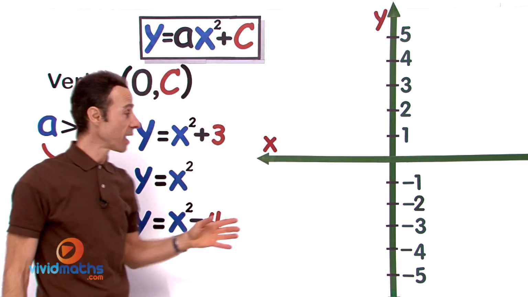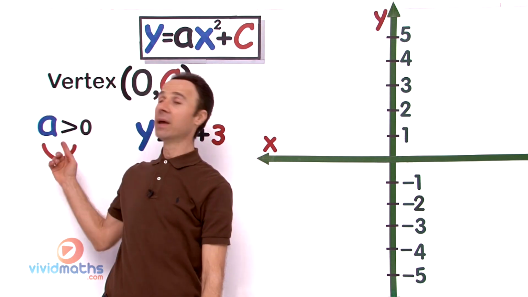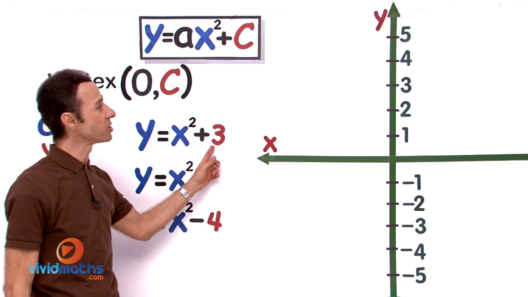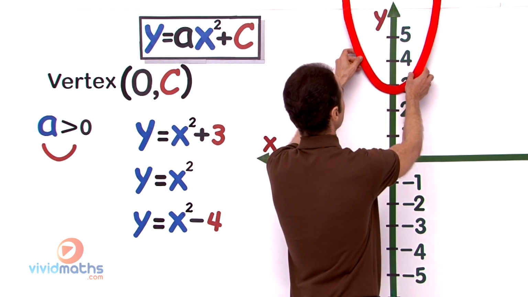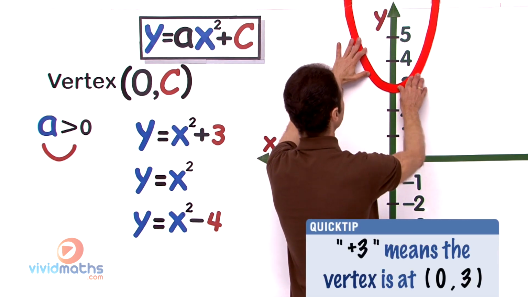We know it's going to be concave up. Why? Because it's a positive x squared. Remember, when a is greater than 0, it's a smiley face. So this is going to be a smiley parabola, plus 3, right over there. So let's plot that now straight away. Goes right through the 3, right there.